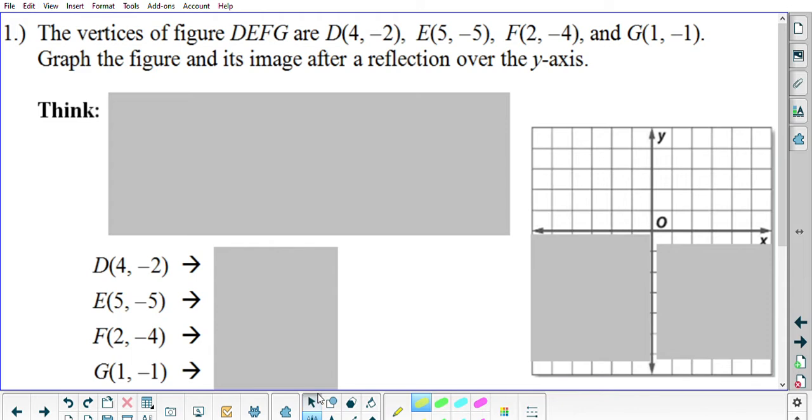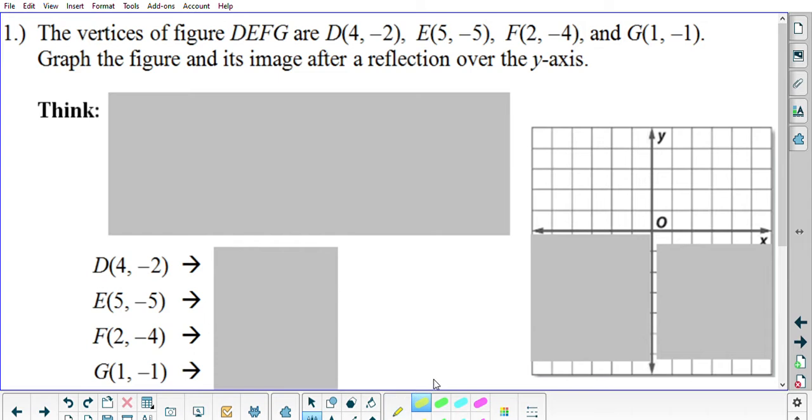Now, this one is already 100% typed up for you, but I have certain things covered up so that way you can follow along with me here on the video to see how you would do this problem if you were going to do it on your own, even though it's already fully typed up for you on your guided notes. It says the vertices of figure D, E, F, G are, and you can go ahead and see what they are. I'm not going to read them out loud to you. The directions say graph the figure and its image after a reflection over the y-axis.